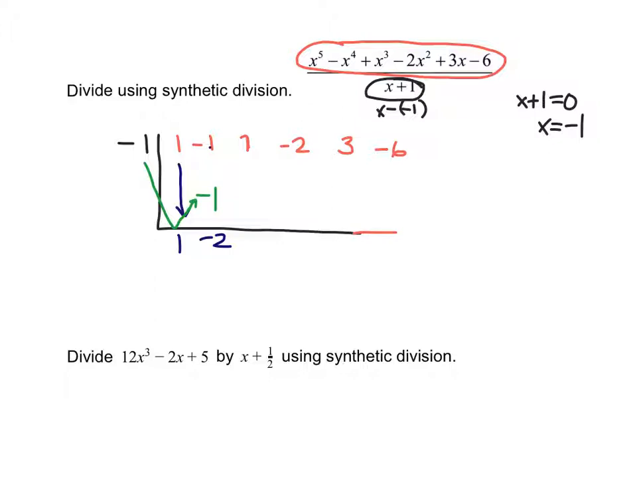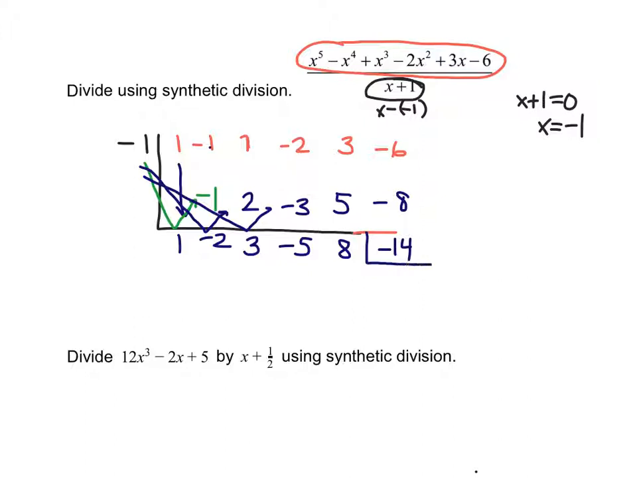And then the process continues. So negative 1 times negative 2 is 2. That goes there. 1 plus 2 is 3. Negative 1 times 3 is negative 3. Negative 2 and negative 3 is negative 5. Negative 1 times negative 5 is 5. 3 plus 5 is 8. Negative 1 times 8 is negative 8. Negative 8 plus negative 6 is negative 14.